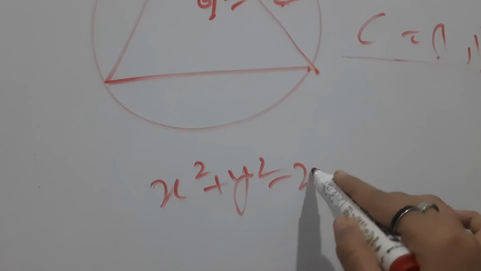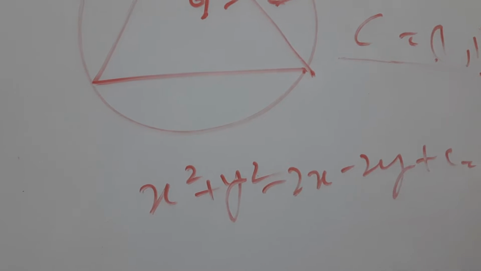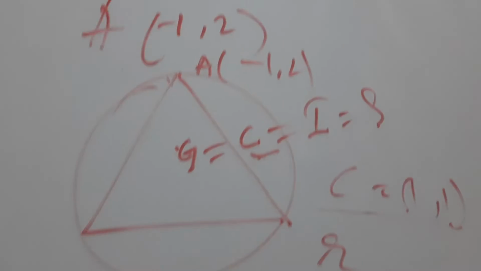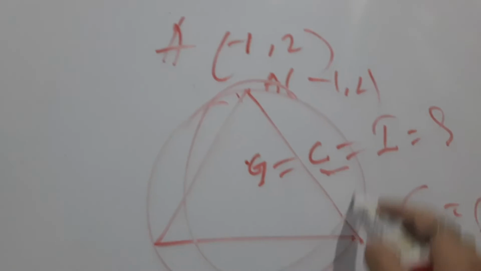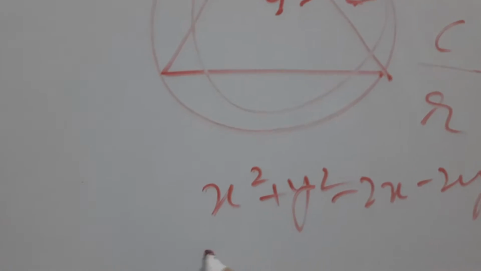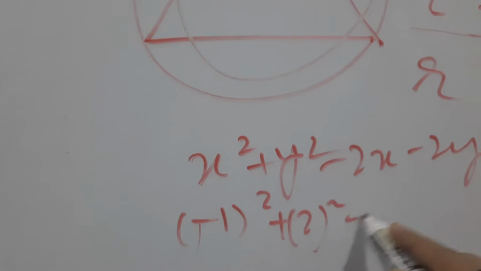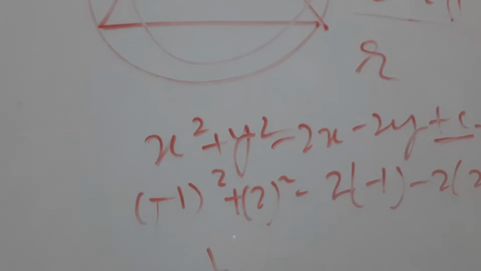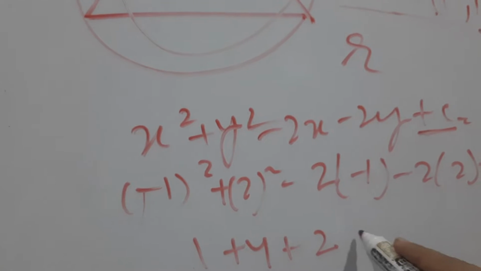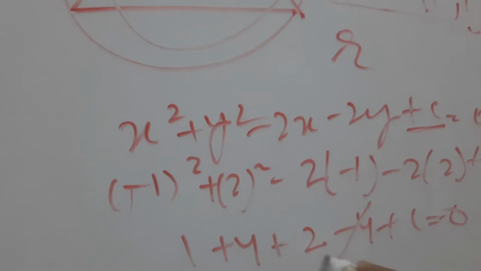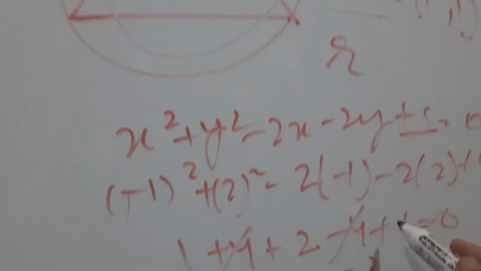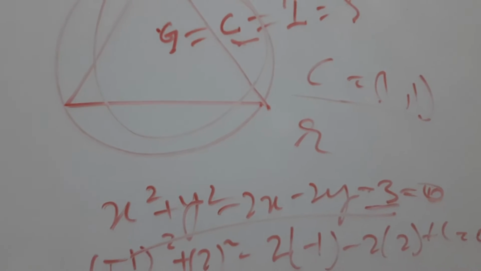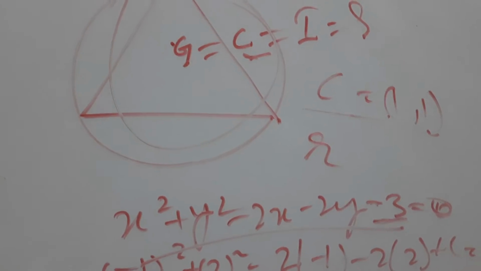Now 1 comma 1 means minus 2x minus 2y plus c equals to 0. Now how to take out the value of c? We don't have any r value, so we have this thing, the circle is passing through what? Minus 1 comma 2 point. So just substitute: minus 1 square plus 2 square minus 2 into minus 1 minus 2 into 2 plus c equals to 0. So 1 plus 4 plus 2 minus 4 plus c equals to 0. This gets cancelled and c equals to minus 3. Substitute this value here, it becomes minus 3 equals to 0. This is your required equation: x square plus y square minus 2x minus 2y minus 3 equals to 0.